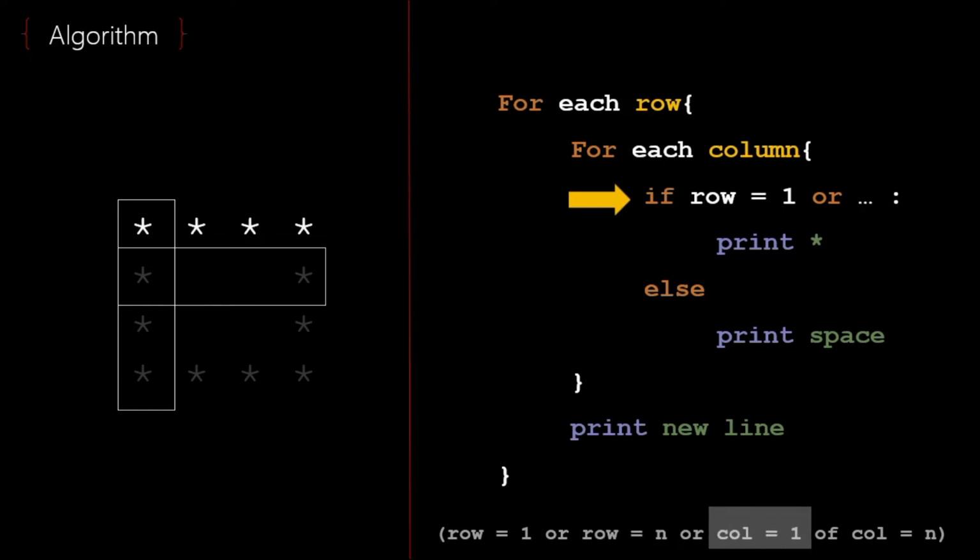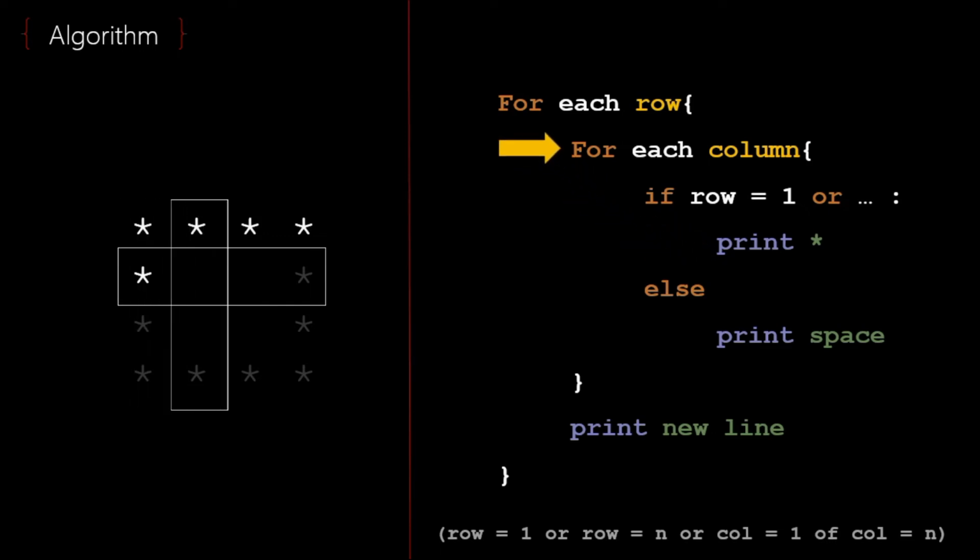And yes, voila! This condition matched. We are at the first column, so we print a star. And now we go to the next column, and we start checking for the conditions again. Is it the first row? Is it the last row? The first column? Or is it the last column? And as you can see, it does not match any condition. So we go to the else statement and we print a white space instead. Then we continue iterating until we reach the last row and last column.